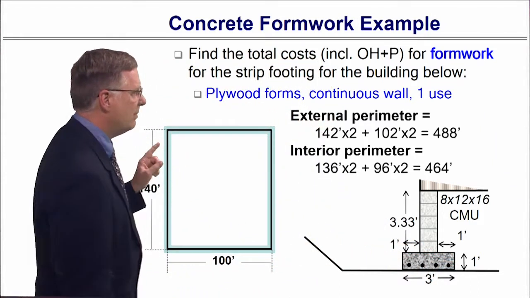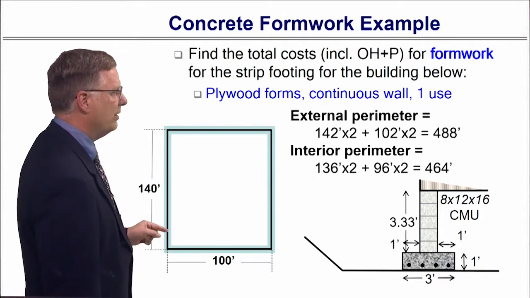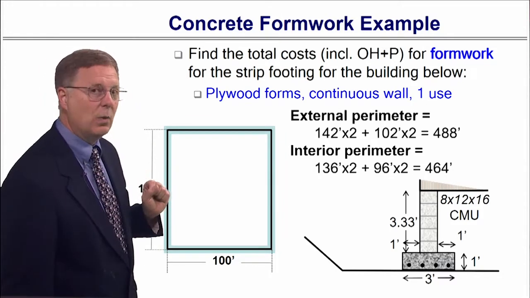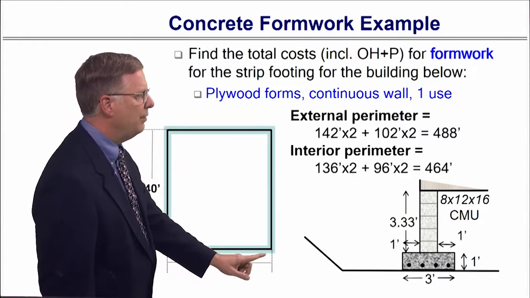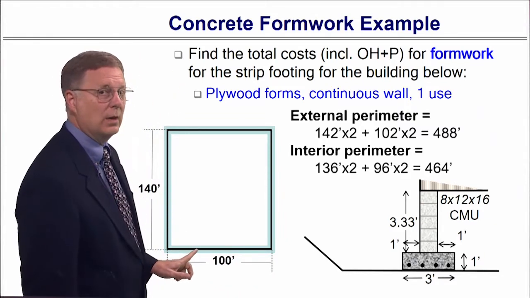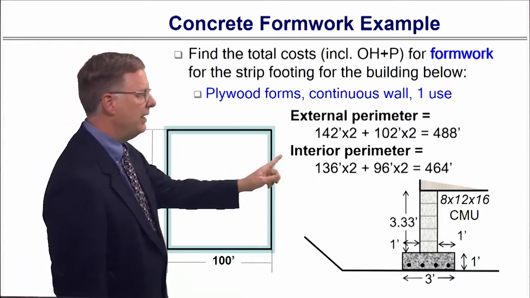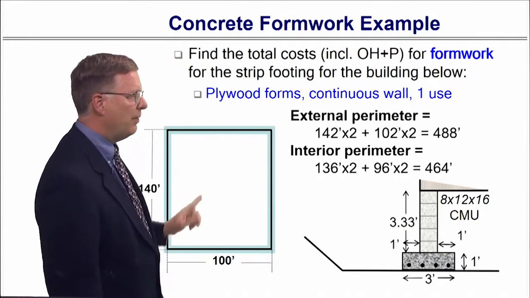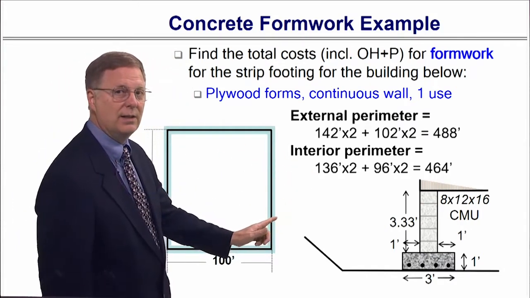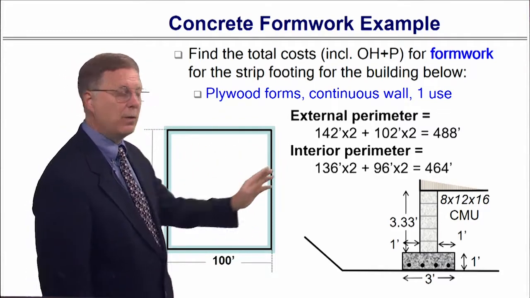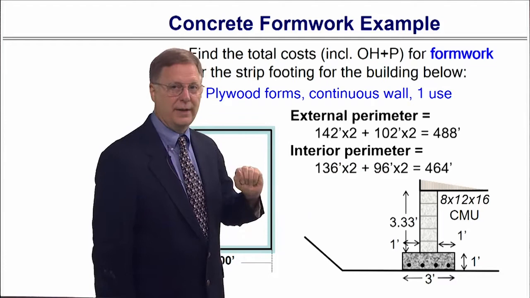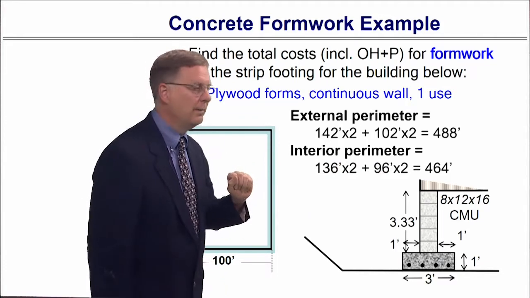We've got to take away 2 feet to come up with that dimension right there. So on this dimension, instead of 140, we're taking away 2 feet here and 2 feet here, so that's 136. And from this dimension, we're taking away 2 feet here and 2 feet there, that's 96, right? So the interior perimeter is 2 times 136, this one and this one, and then 2 times 96. So 464 linear feet of that formwork.